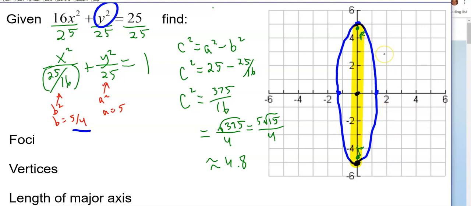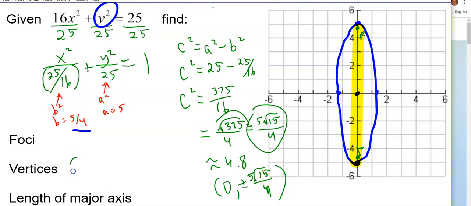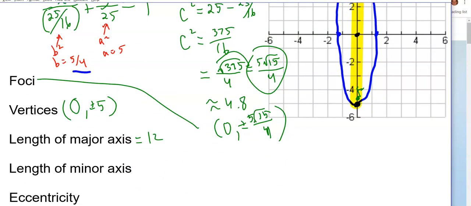Again, not a bad idea to use your actual number here. Those ordered pairs would be 0, comma, plus or minus 5 root 15 over 4. And then the vertices are easier. That would be 0, comma, plus or minus 5. You can just look at it and tell. Again, you could use your formulas if you need to. The major axis distance is 5 plus 5, which is 10. Minor axis is 5 root 15 over 4 times 2, which is 5 root 15 over 2.